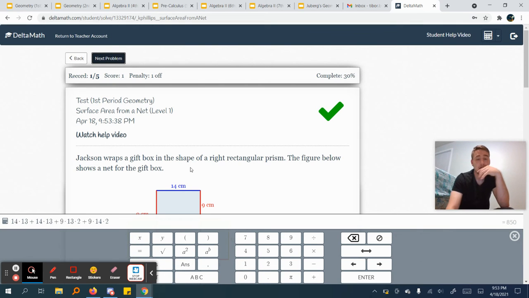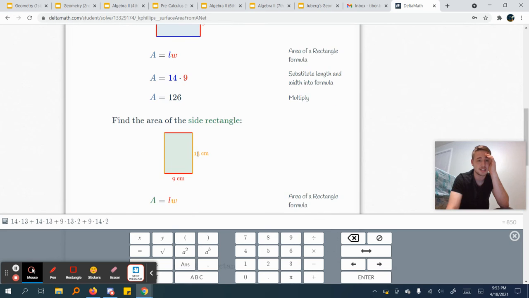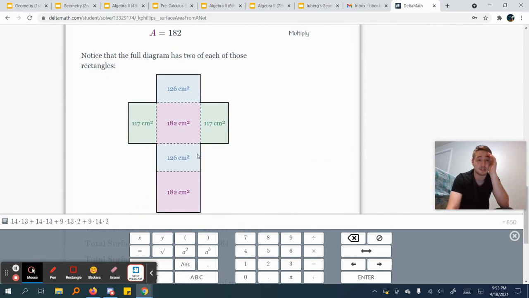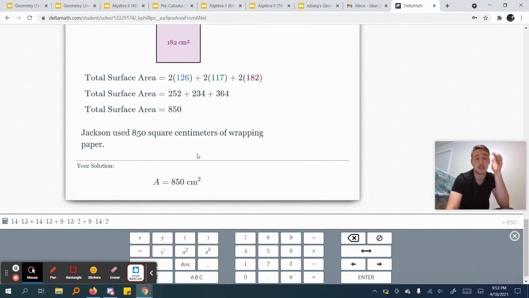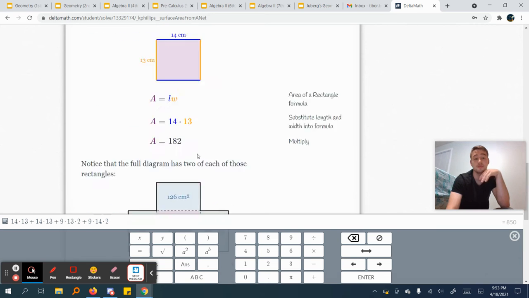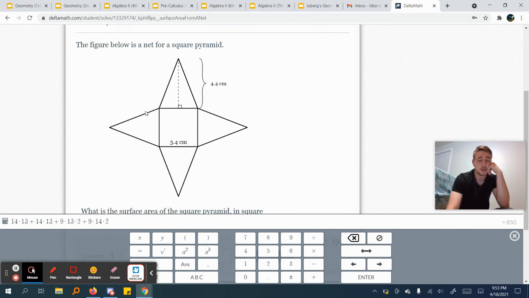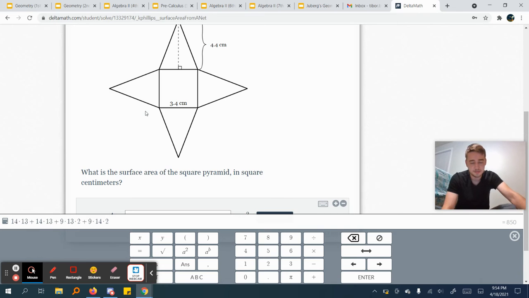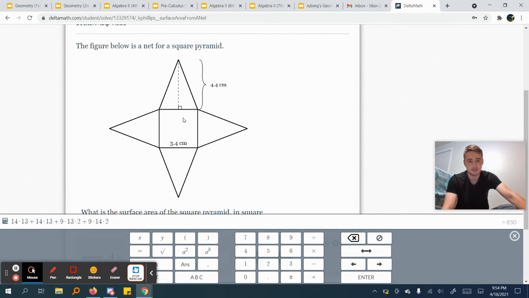Basically, you break it into the little rectangles, just like it says. Top rectangle, side rectangle, bottom rectangle. Notice that the full diagram has 2 of each of those. Add them all together, double them, and you're good. So when we're doing these net problems, we need to break them into symmetrical pieces because they're going to be little copies of each other from time to time.